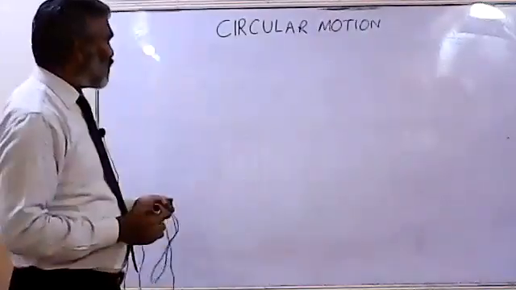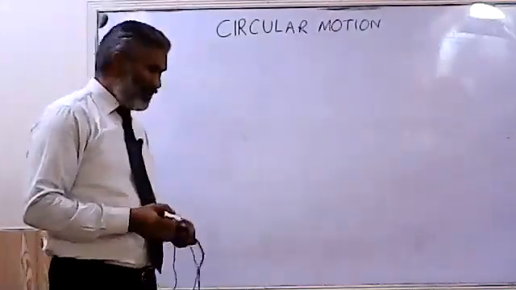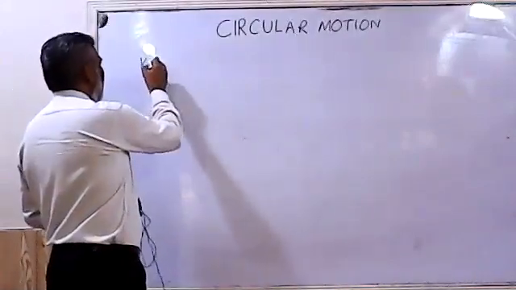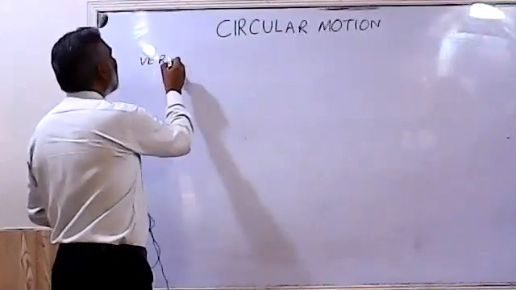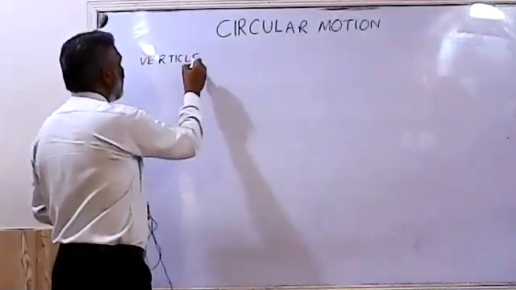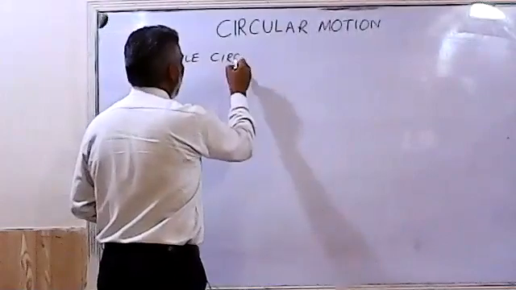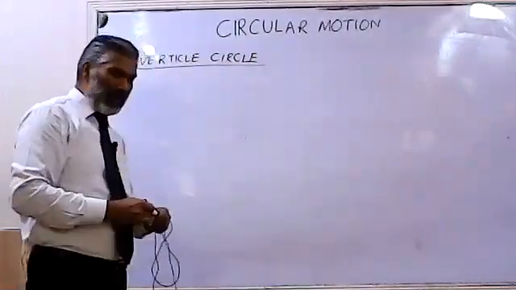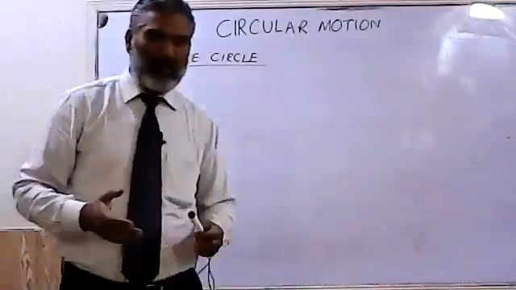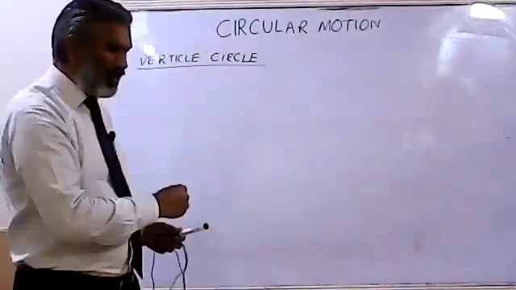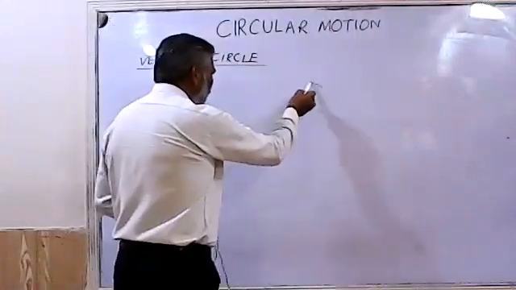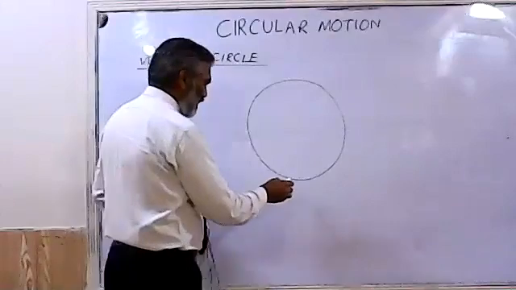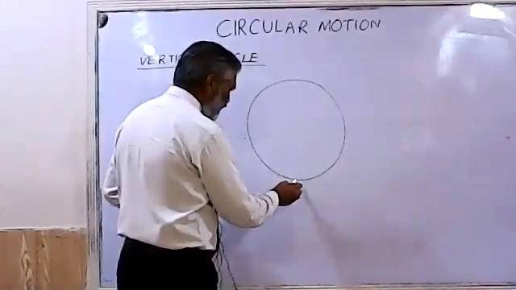Dear students, we are resuming our discussion of circular motion. In the last lecture, we started our topic, vertical circle. By vertical circle, we mean an object moving in a circle, but in the vertical plane. That means it starts somewhere at this position initially.